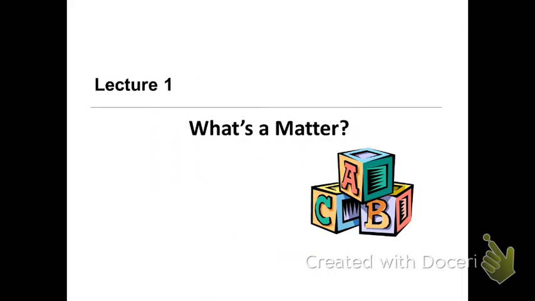Alright, to start out with Unit 2, we're going to look at the basics of what matter is. And so, Lecture 1, which is known as What's a Matter, is going to cover those basics of matter and elements and compounds.